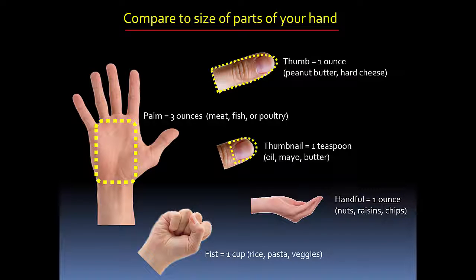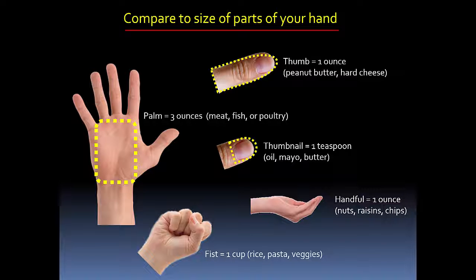So if you keep these kinds of references in mind, it'll be helpful in being able to estimate your serving sizes pretty accurately without worrying about exactly how much a cup is or an ounce is. Just use these simple references, whether it be the baseball and tennis ball and deck of cards, or whether it just be a part of your hand.